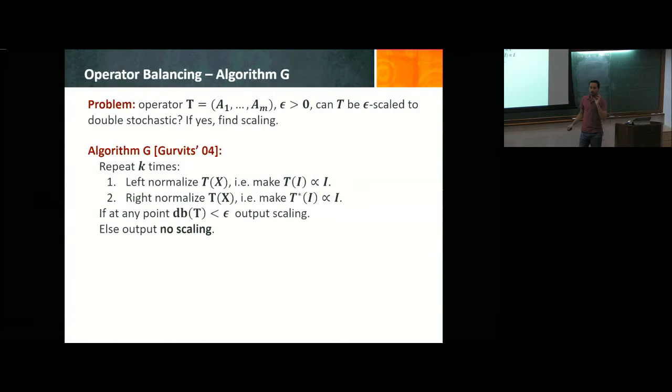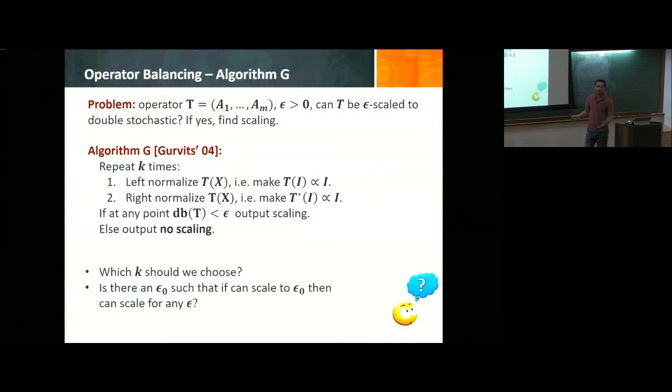If at any point you get really close to doubly balanced, then you output the scaling. Otherwise, you output that there's no scaling. And again, the same questions should be in the back of your mind: which case should we choose, and is there an epsilon naught such that if I scale to epsilon naught, then I know that I'll be able to get as close as I want to doubly balanced? And again, how does this relate to any of these problems that we talked about?